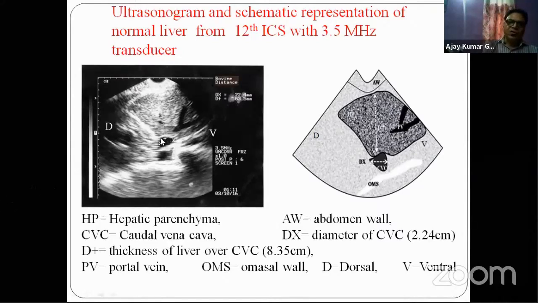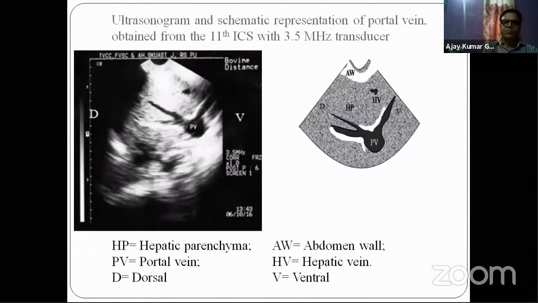And how do you detect thrombosis of the caudal vena cava, or increased pressure and distension in the caudal vena cava? The triangular shape of the caudal vena cava will change to oval or circular if there is any obstruction in the caudal vena cava. Here you can see this is the portal vein, which has an oval or circular shape with its stellate ramifications.